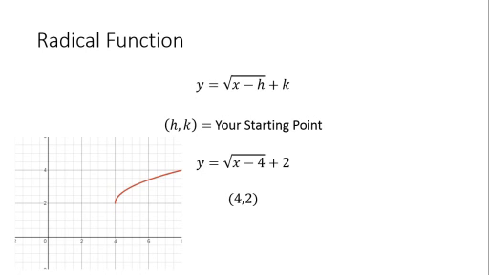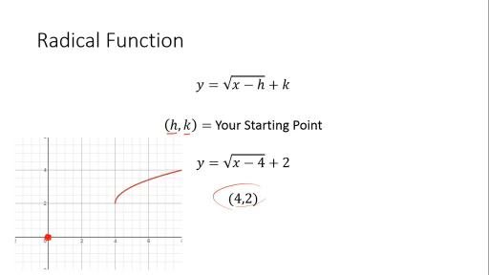And when you are adding and subtracting numbers, what ends up happening is that you have a starting point. So you're not starting at 0, 0 anymore, you're being moved. And where is that being moved is your h and k. So in this case, we have y is equal to the square root of x minus 4 plus 2. That means that our starting point is going to be at 4, 2. So we start at 4, 2, and then we move in whatever the general shape is.